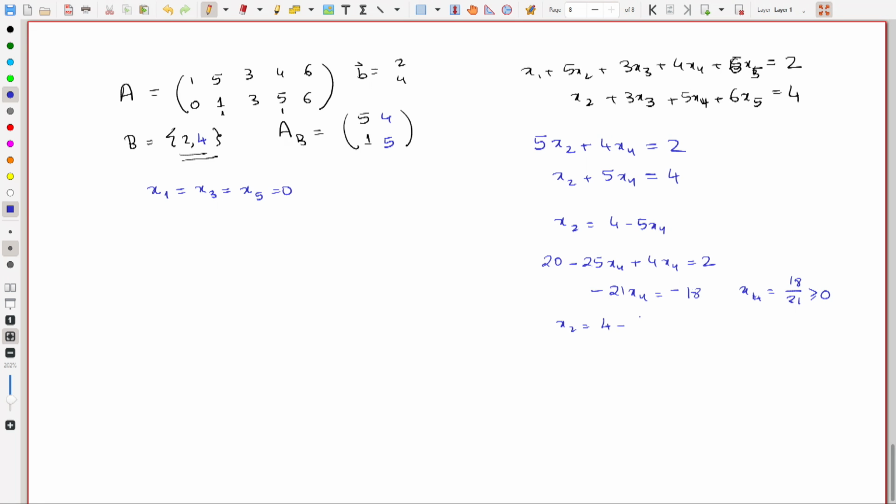This looks very close, 90 by 21. Okay, this is slightly more than 4, right. So, this is negative. Yeah. So, just for the sake of it, 18 into 5 is 90, right. So, this is also not a basic feasible solution.